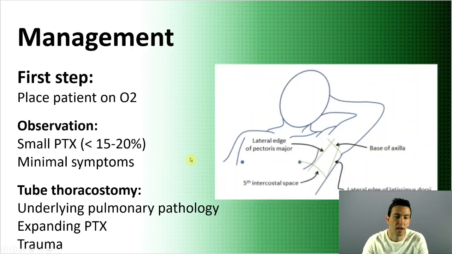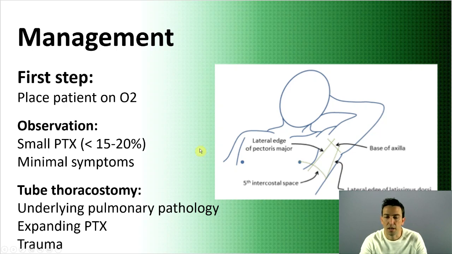So to treat these, the first step will be to place the patient on oxygen. So if the question reads, what's the first thing you're going to do, or what's the initial step in treating a pneumothorax, it's placing the patient on oxygen.